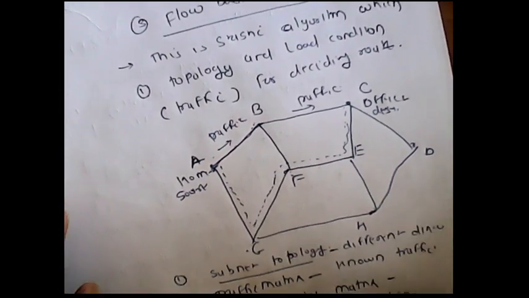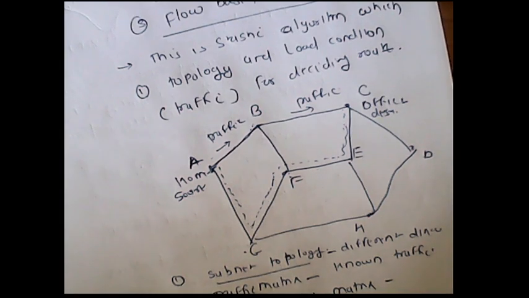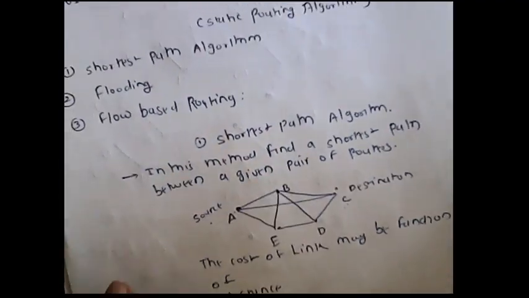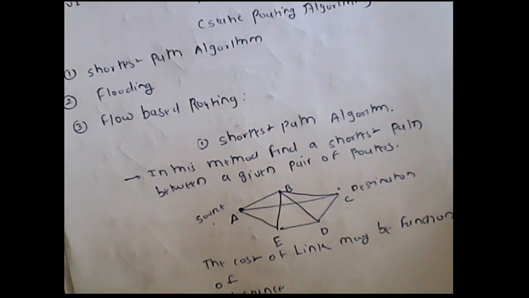So here we dealt with the three methods of non-adaptive static routing algorithm: shortest path, flooding and flow based. So we can stop here. In the next lecture we will discuss the adaptive routing algorithm. Thank you very much.